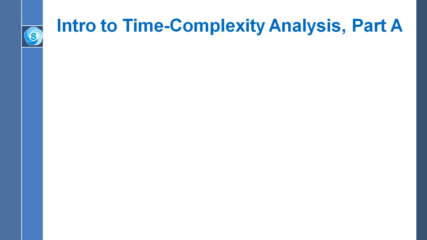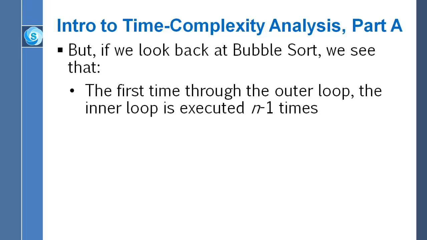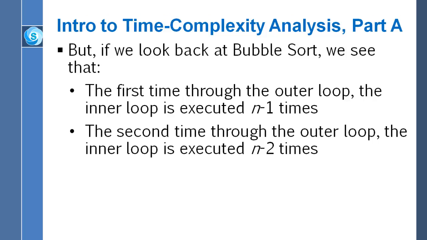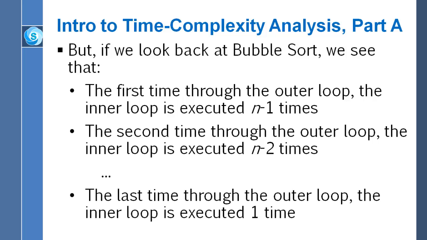Well, on the first pass through the outer loop, we go n-1 times through the inner loop because there are n-1 comparisons. Okay? Let me say it again. The first time for the outer loop, the inner loop is executed n-1 times because of the n-1 comparisons during that first pass through the array. The second time through the outer loop, which means the second pass through the array, there are only n-2 comparisons, and the inner loop executes only n-2 times. Okay, and so on and so forth. Finally, on the last pass through the outer loop, the inner loop only loops one time.